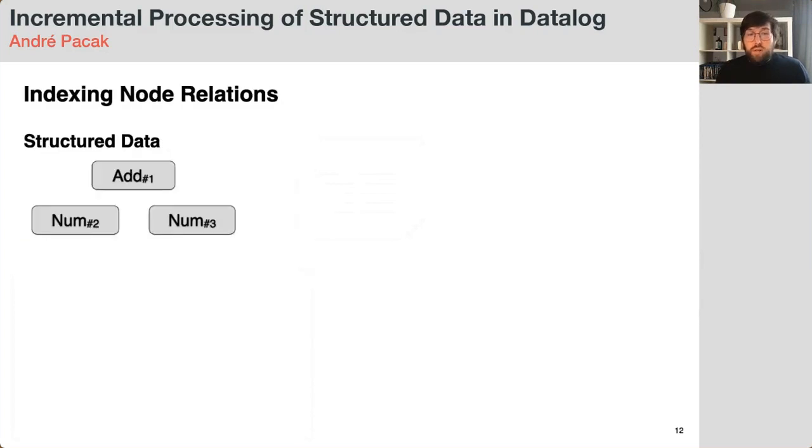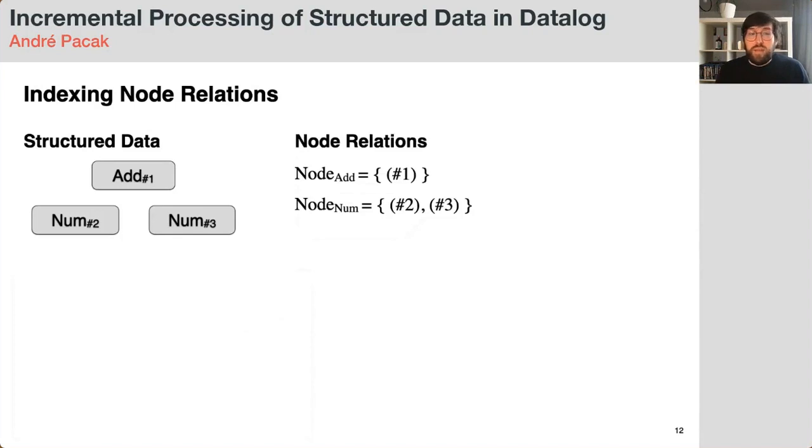Let's have a look at node relations first. Nodes all have identifiers. But because these identifiers are unique, each node relation contains a single identifier at most once. And that means we can use sets to represent these relations. And this enables us to have constant enumeration of elements and constant containment checks.